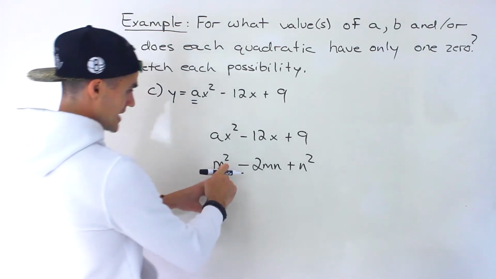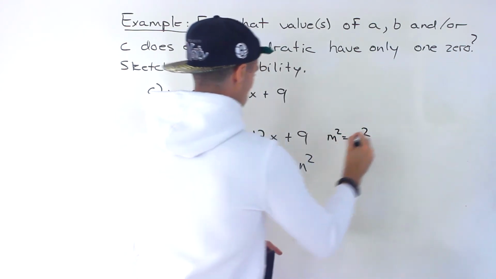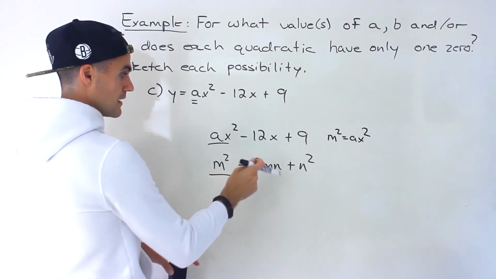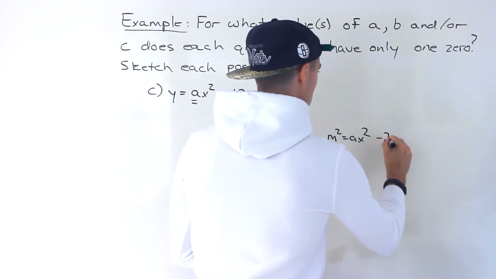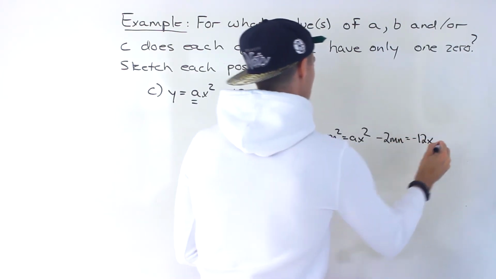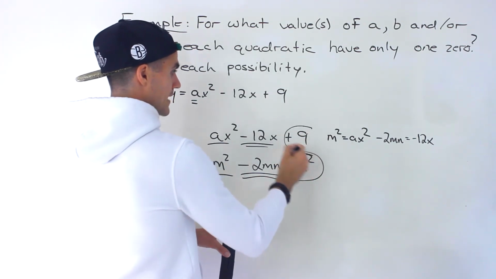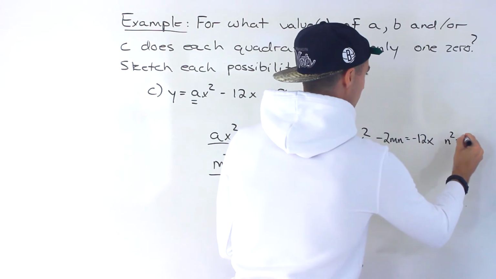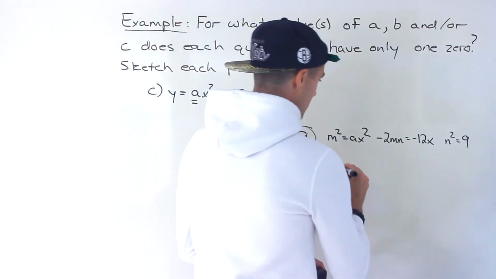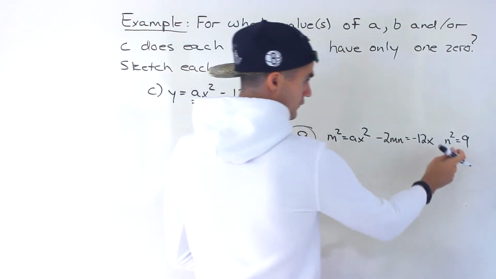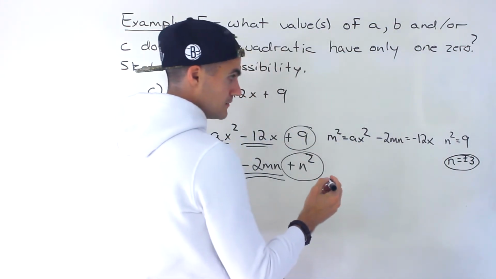So again, this m squared has to equal this entire ax squared, right? This term has to equal this entire term. This -2mn has to equal -12x. And then this n squared has to equal 9. Okay, so what would happen here is, first off, notice we can get the n values. It could be either plus or minus 3.